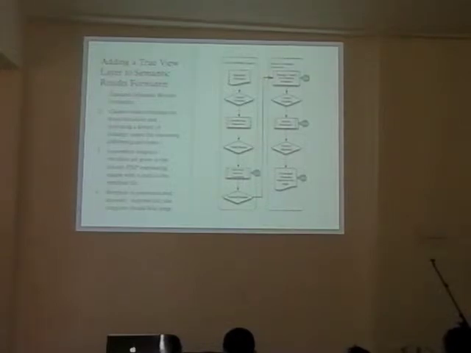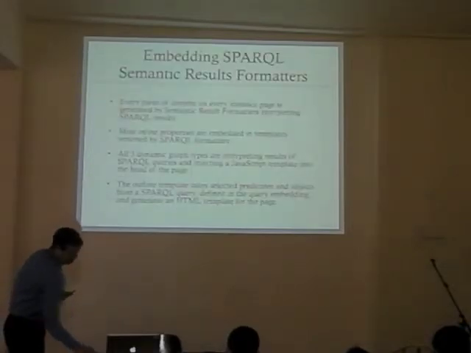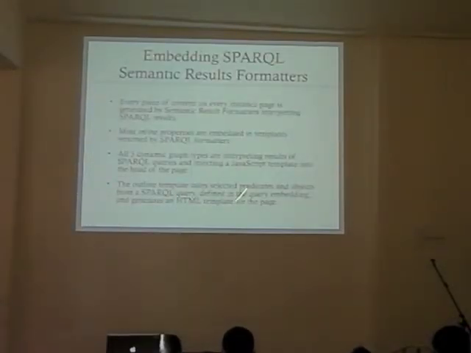So you'll see one of my templates is just JavaScript embedding, which goes to the head, which turns on a graph. Another one is a block of HTML, which forms the outline view. Which leads us to what Joran asked about: embedding Sparkle semantic results formatters.